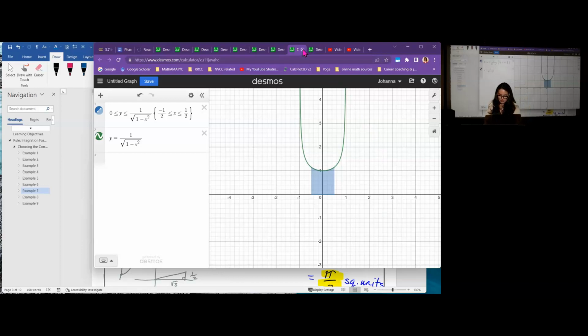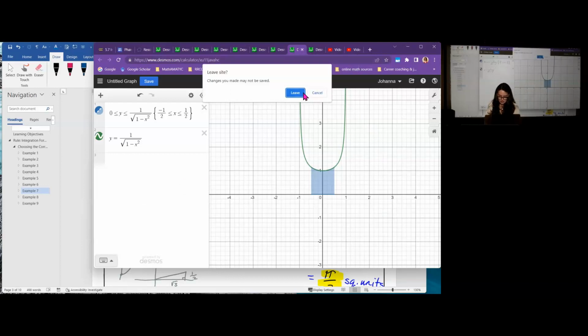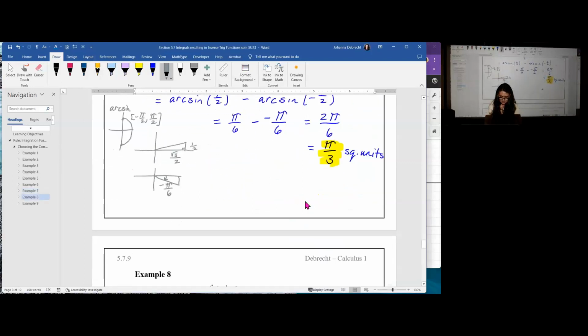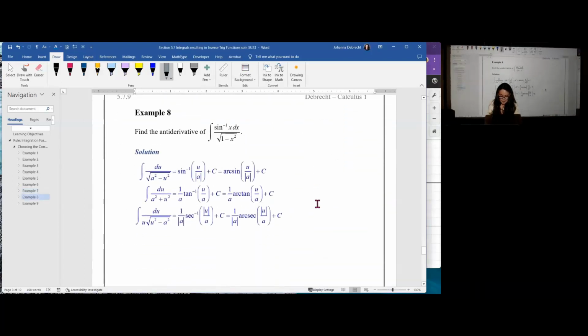Let's now take a look at the next example, which is going to be number 8. When we look at example 8, we notice that this one is more complicated because it has the arcsine function in the integrand, which is not normal. We also have the 1 over 1 minus x squared under the radical. Well, how are we going to do this?